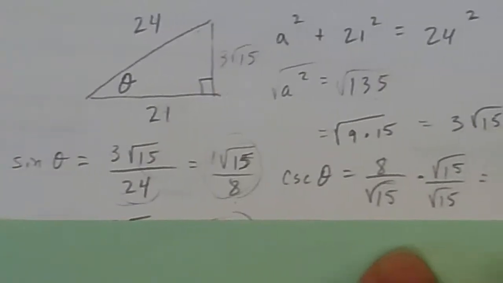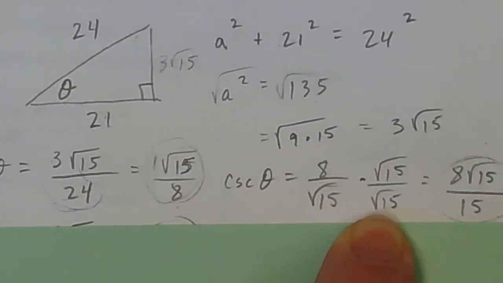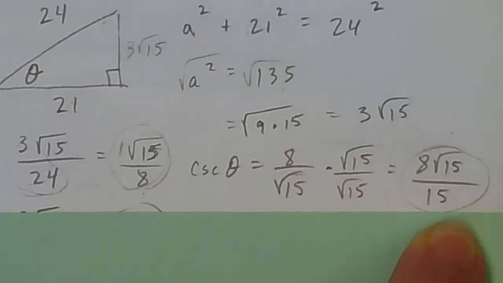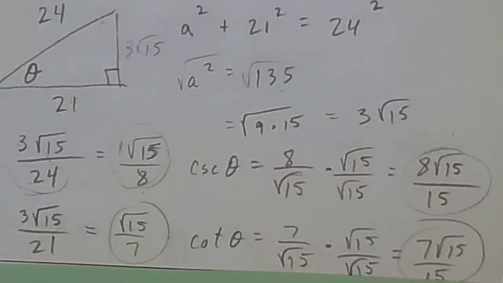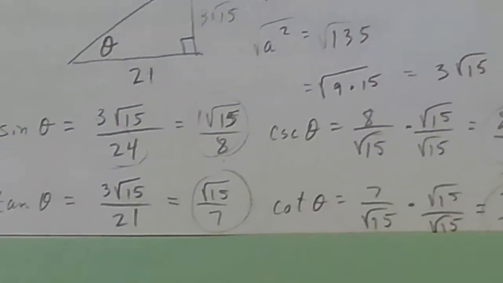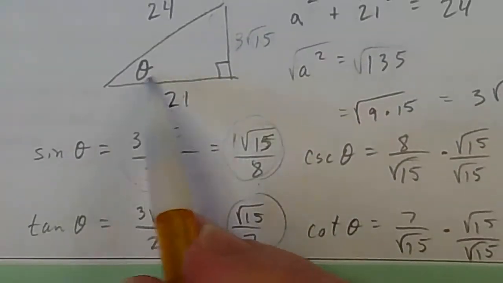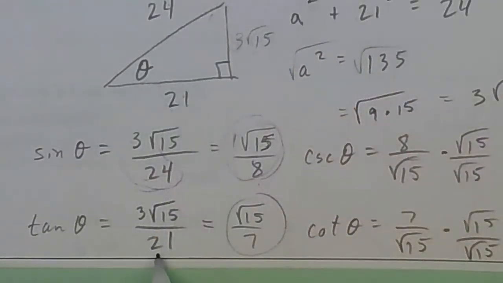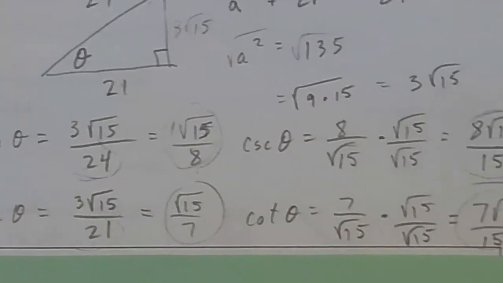Flip that over for cosecant, and then rationalize. Cosine and secant we did right at the beginning, so those are taken care of. We only have tangent and cotangent left. So tangent would be opposite over adjacent. The math is very similar, just a different fraction reduced. Now it's 1/7. Flip it over for cotangent.